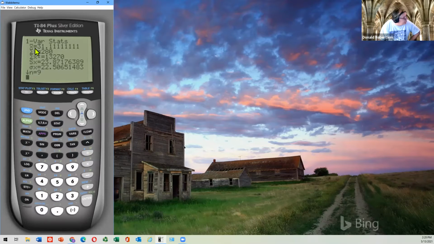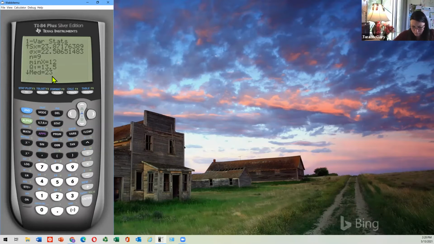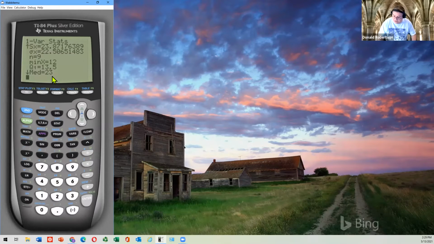See that guy at the top? It looks like this. An X with a little hat above it. That is the mean, and in this case it is about 31.1. Right now, don't bother about the others, although we'll use them later on. If I hit this scroll down button, can you see this guy here called med? That's the median. And the median is 23.